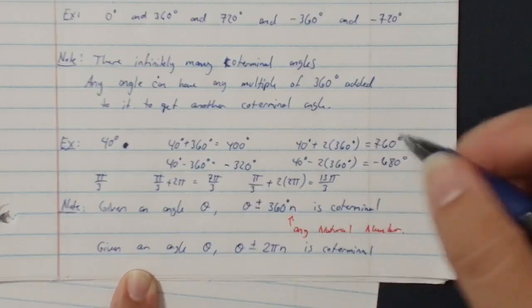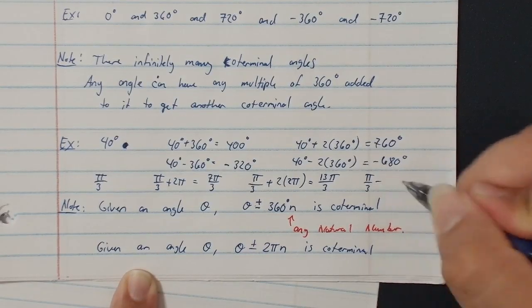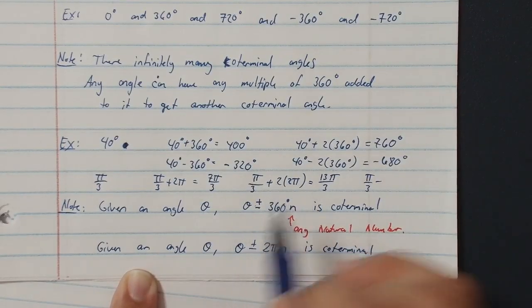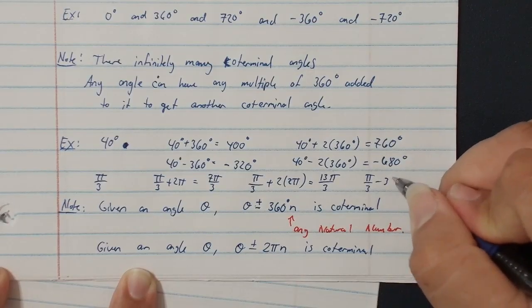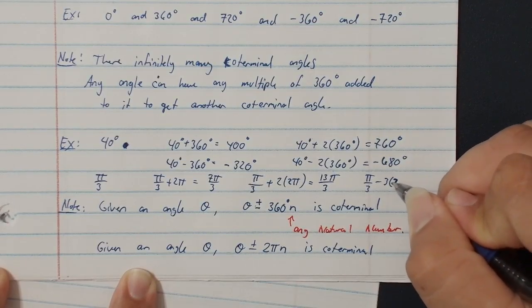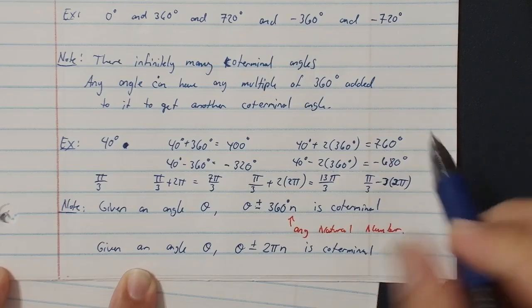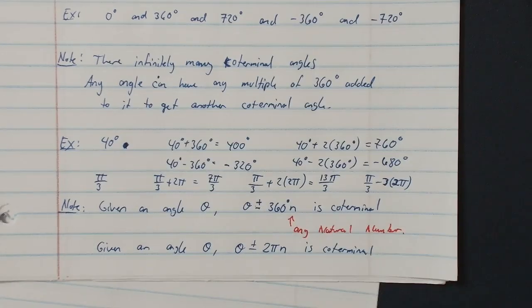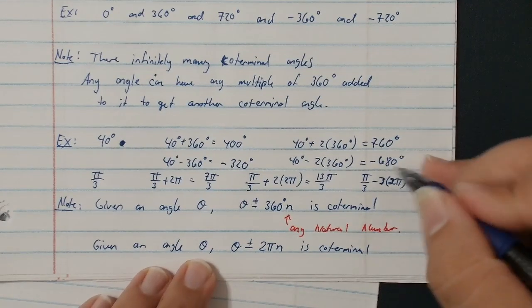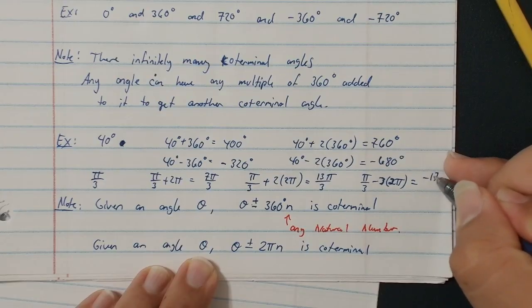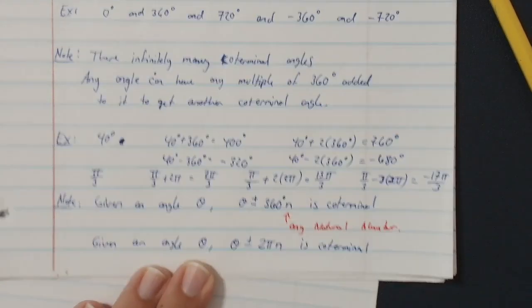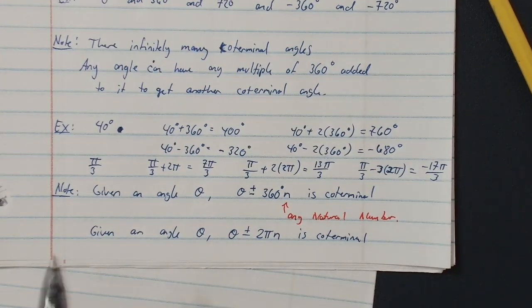And of course, I could always subtract. I could say pi over 3 minus 2 pi, or double 2 pi, or triple 2 pi, or whatever I like. If I do triple 2 pi, that's going to be negative 6 pi. And then I add pi over 3. That would give me negative 17 pi over 3.